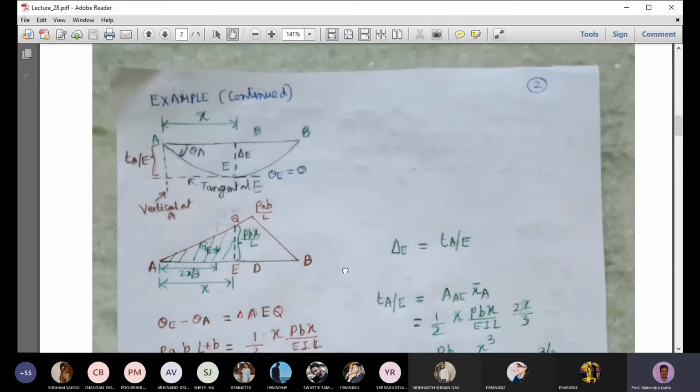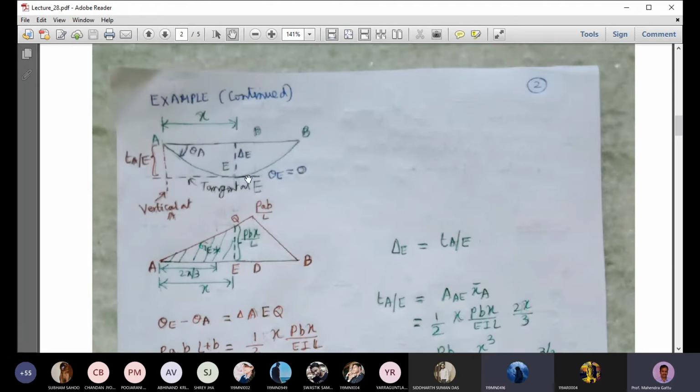Sir, how do we know that at E the slope is 0? It is given in the question. No, we don't know. We are assuming that we know that the maximum deflection will occur at a point where the slope is 0. That we can figure out, right? Like it is the point where the load is acting. That is the point. See, the slope at point D can be 0, or need not be 0.